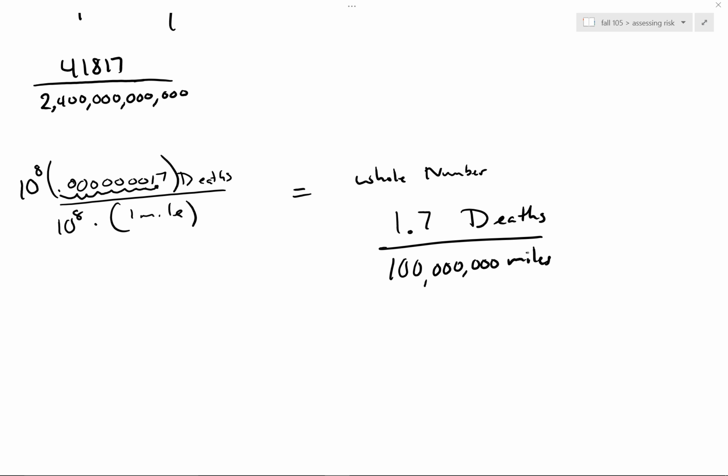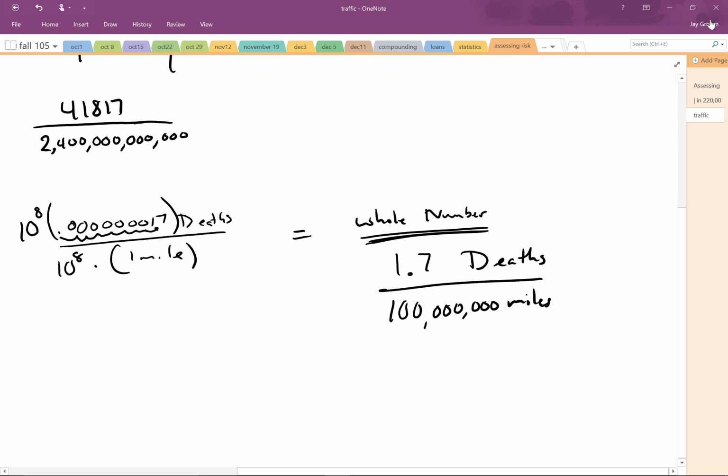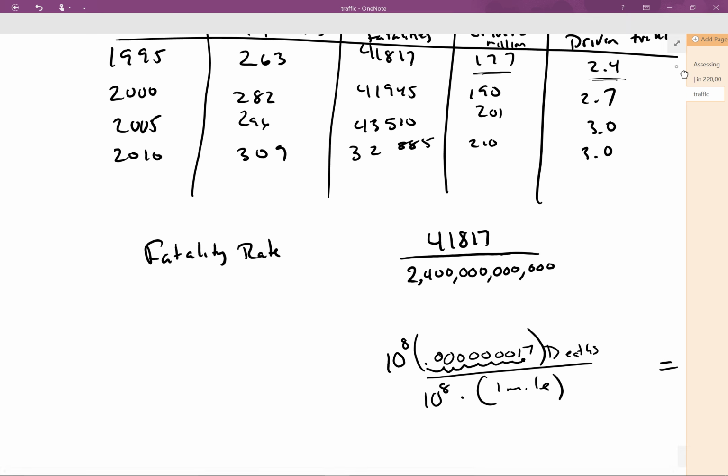And that's why your book suggests on that problem that you should do it per 100 million. Because I want to get a whole number of deaths on top. And to do that, I need to move it over 8 places. Okay? Now, let's do the next one here.